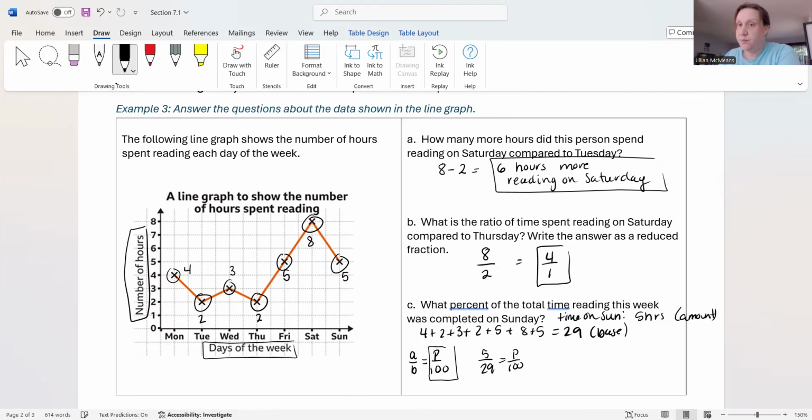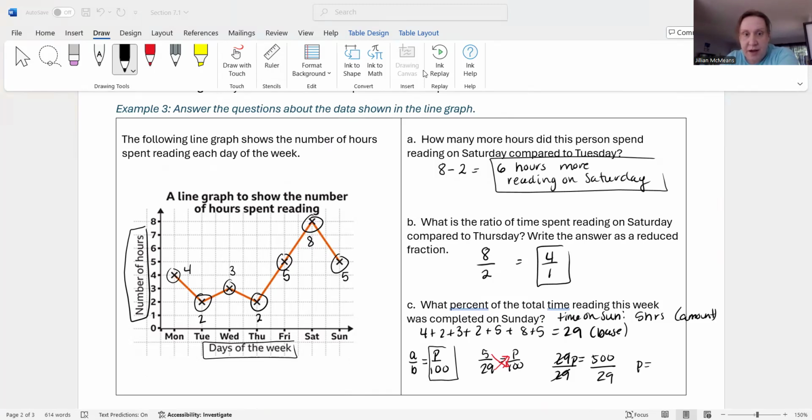We'll cross multiply. When we cross multiply, we're going to get 29p equals 5 times 100. So 29p equals 500. So we can divide each side by 29. That'll undo the multiplication of 29 and p. 29 divided by 29 is just 1. So we get 1 times p equals, and let's jump over to the calculator really quick.